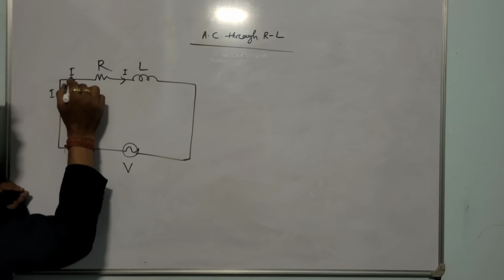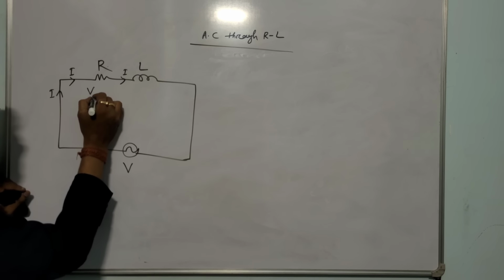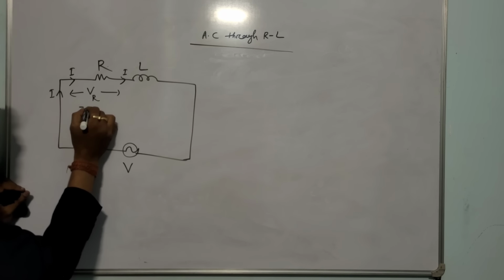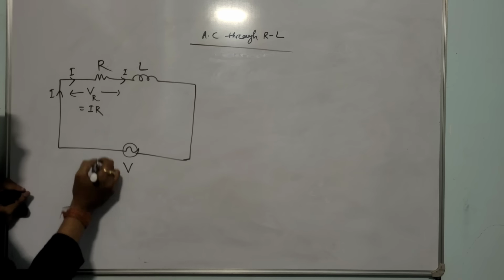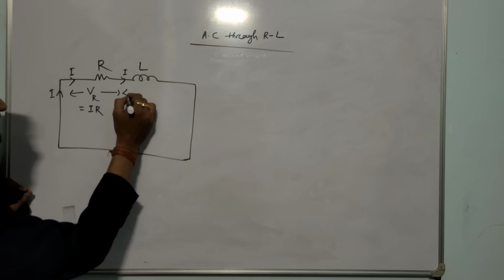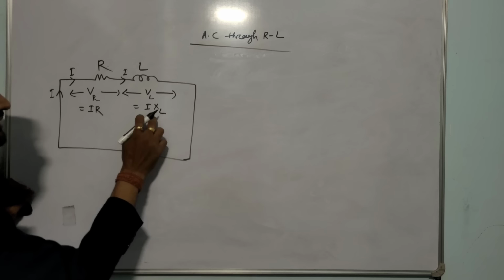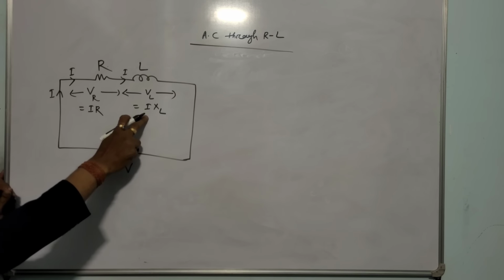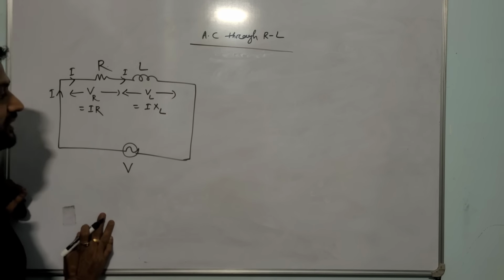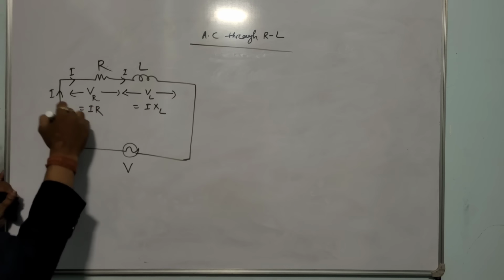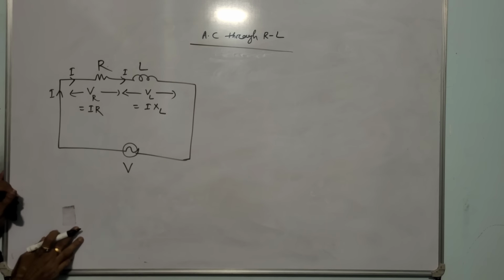Now tell me, if AC current is given to a pure resistor, what is the voltage? VR, what will VR be? I into R. If AC current is given to a pure inductor, what is the voltage? VL, VL will be I into XL. Remember I into XL, as I have just told. Okay? So now we'll find out the net opposition.